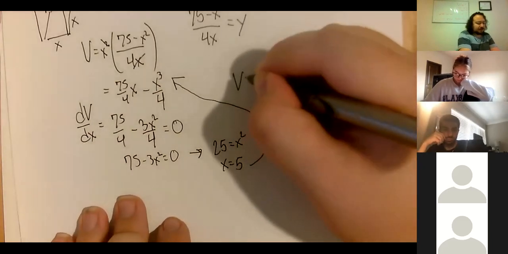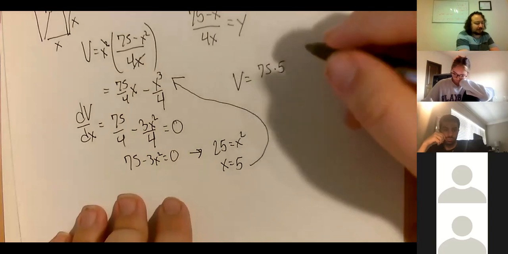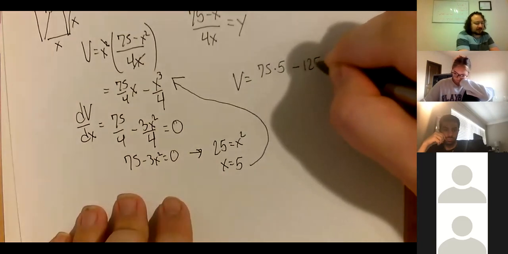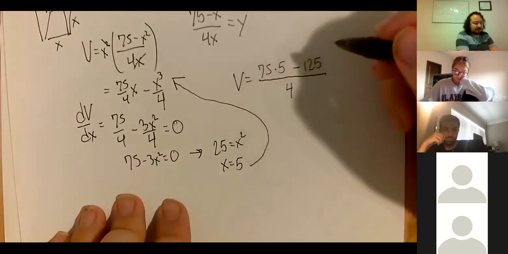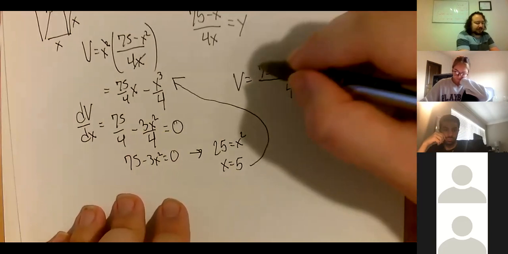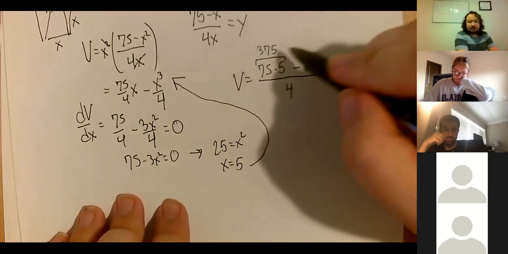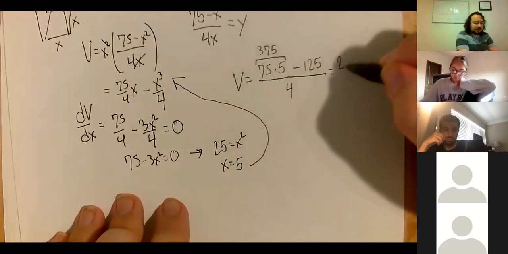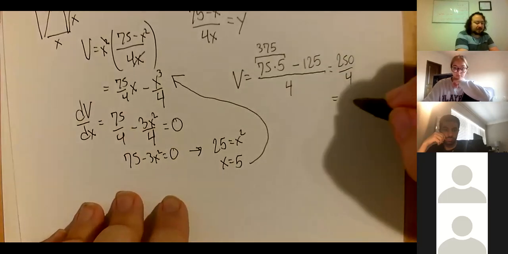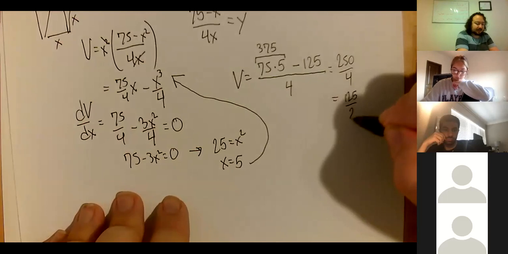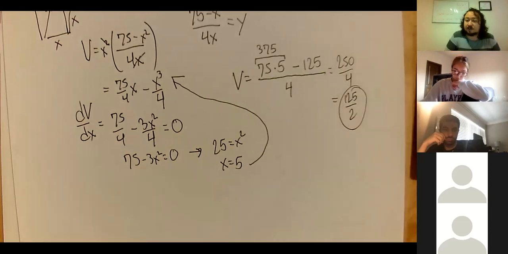All right, so our volume will be 75 times 5 minus 125, all of that divided by 4. 75 times 5, I believe, is 375. 375 minus 125 is 250. And then 250 over 4 can be simplified into 125 over 2. So that's going to be our volume here.